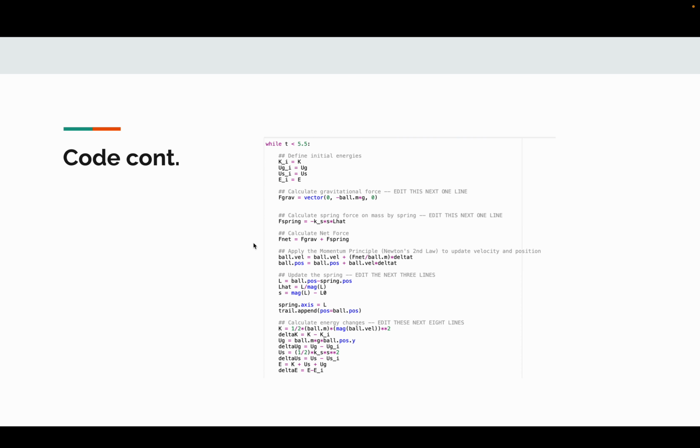Here's the code continued within the loop, actually. This is updating the velocity and position, updating L hat and s, and also updating the energy changes, or calculating the final energy changes at the end per timestamp.